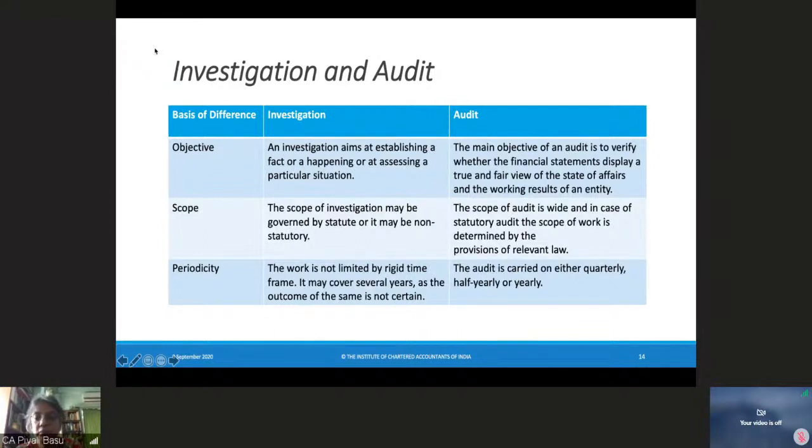Periodicity. Audit is carried out periodically as per the statute, on a yearly basis, or quarterly basis for listed companies, and investigation is not generally like that. It is based on a situation that could have happened, and it is not limited by any rigid time frame. It may cover several years. Yes, sometimes they wait. If somebody has stolen money, the authority probably knows that somebody has stolen money. Can you go and catch the person concerned and bring them to the court of justice? No, we can't. We have to wait.